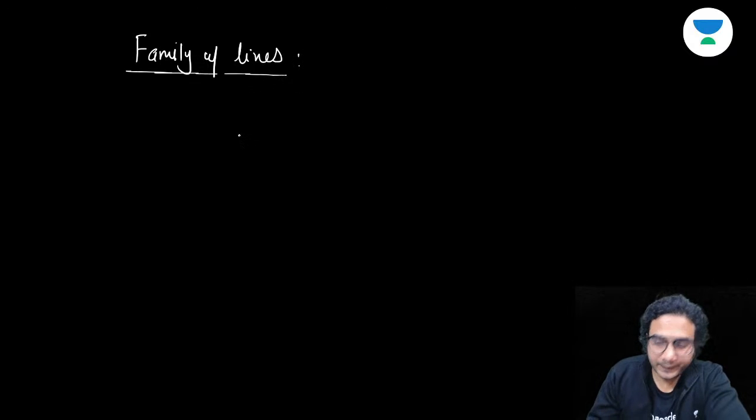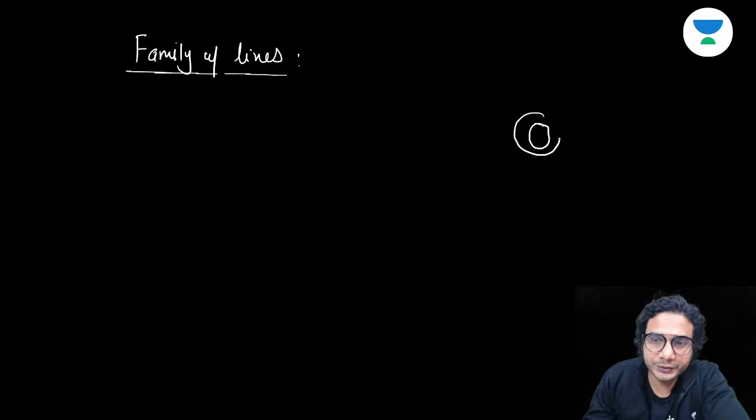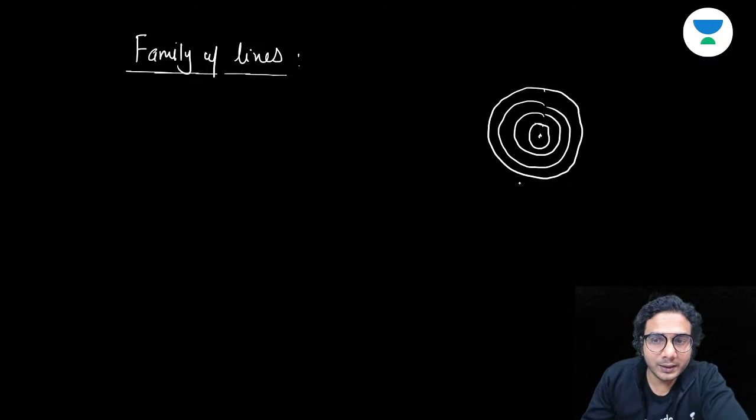So what is family of lines? See, family means they have something in common. Now you'll see this word family of curves, family of circles, family of parabolas, family of any other curve. That means they have something in common, like circles having the same center, concentric circles. You can call this a family of circles. What is common in all these circles? They have the same center, but the radius is changing, right? Radius is changing, so you can call this a family of circles.